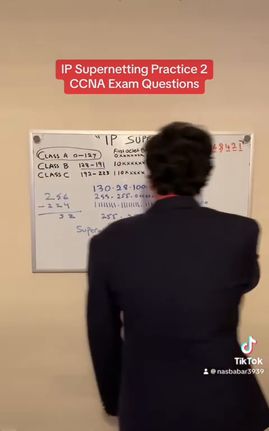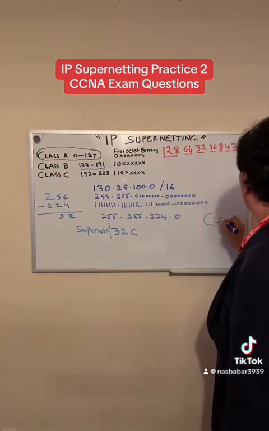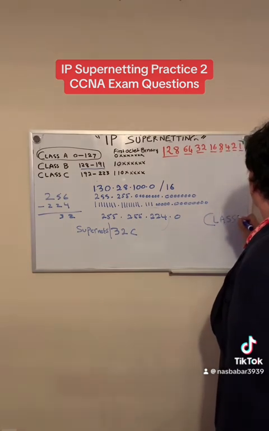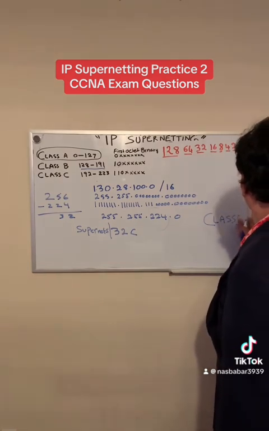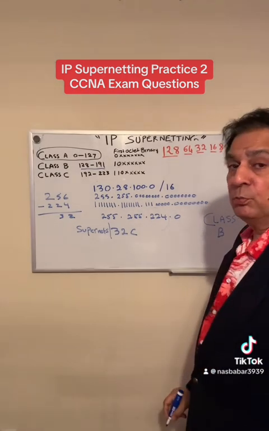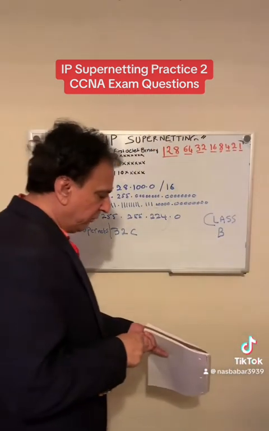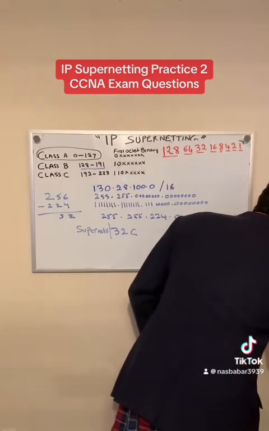Now traditionally, this is a class B address. I just want to point that out. But what we have done is we have manipulated the third octet and performed supernetting. So now the question is, what would be my first IP? So let's look at that.